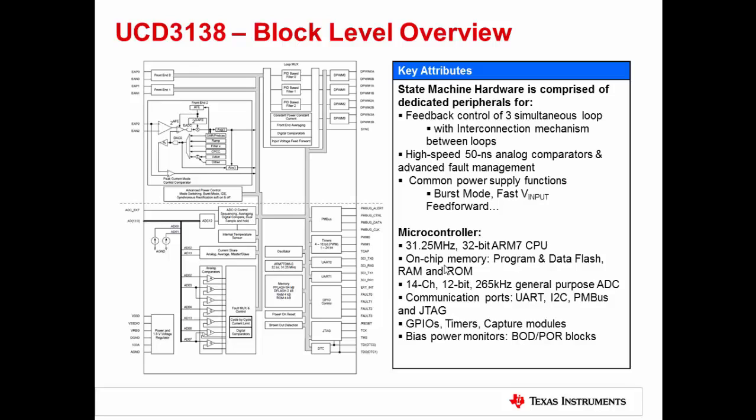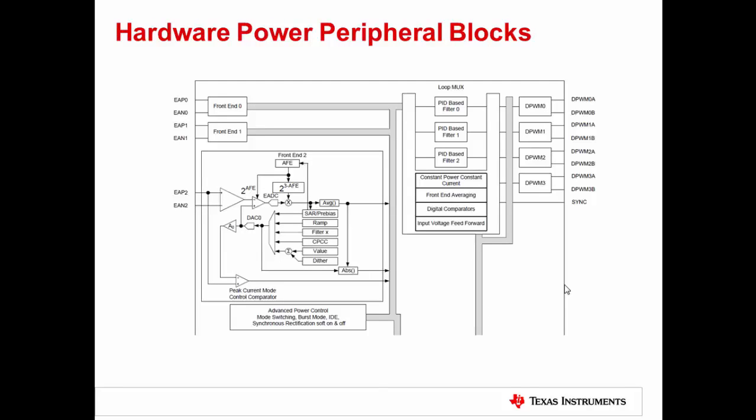Now, let's zoom in to see how the hardware state machine is used to control 3 feedback loops simultaneously. The feedback loop control is accomplished in the UCD3138 hardware state machine using 3 fundamental components. First, there is the front end block, which is the feedback voltage sensing and error generation block. Next, there is the digital compensation block, which involves a 2-pole 2-zero PID style compensator. And finally, the DPWM, or the digital pulse width modulator block, which is responsible for generating the output pulses.